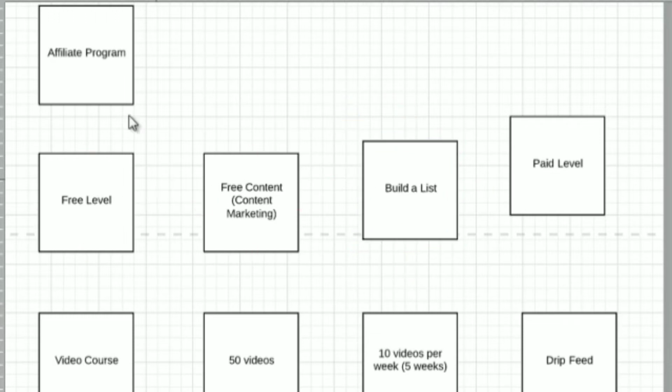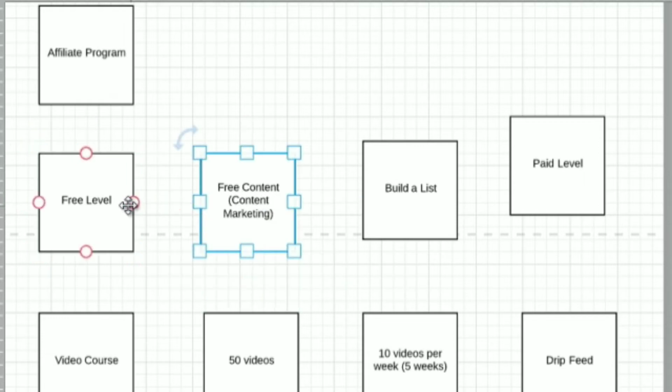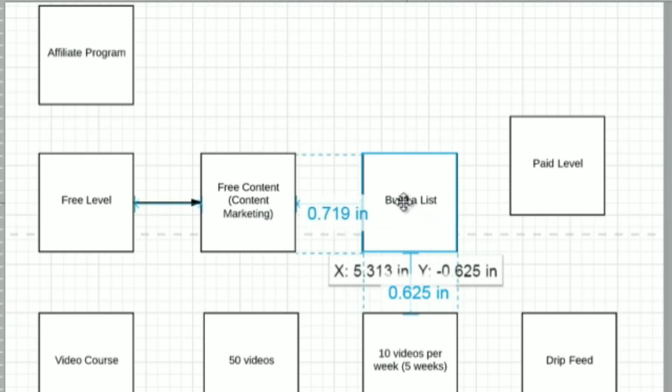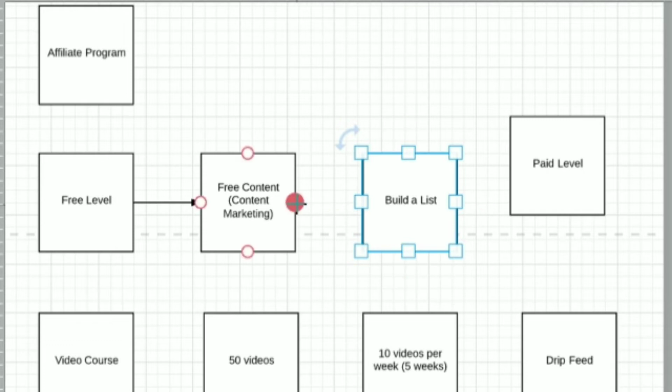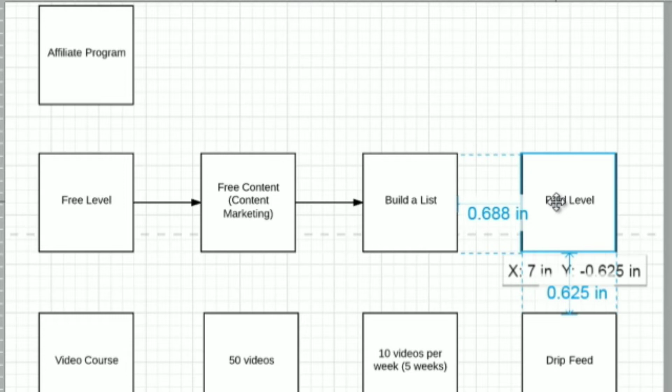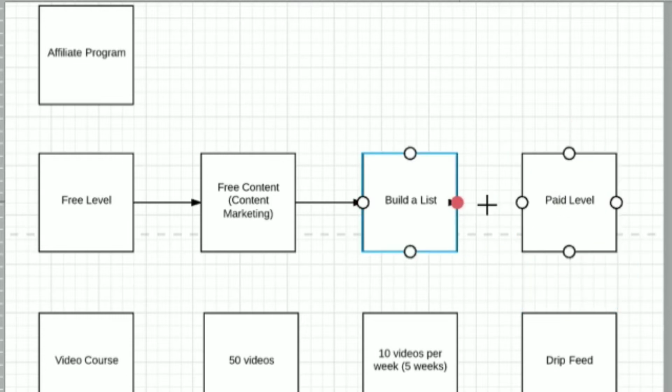Let's put this in order. So obviously we've got the free level, and then we're going to make an arrow to go from here to here. And from the free content, we are going to build a list like that. And then we're obviously going to want to sell people into the paid level.